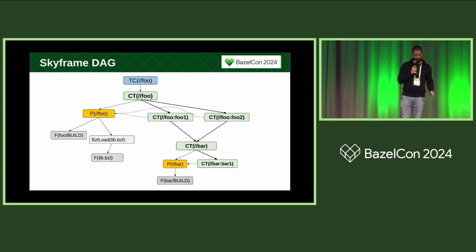This graph also shows you how the incrementality works here. If you're going to modify any of the files on this graph, Bazel will know exactly what parts of the graph to invalidate and to recompute.